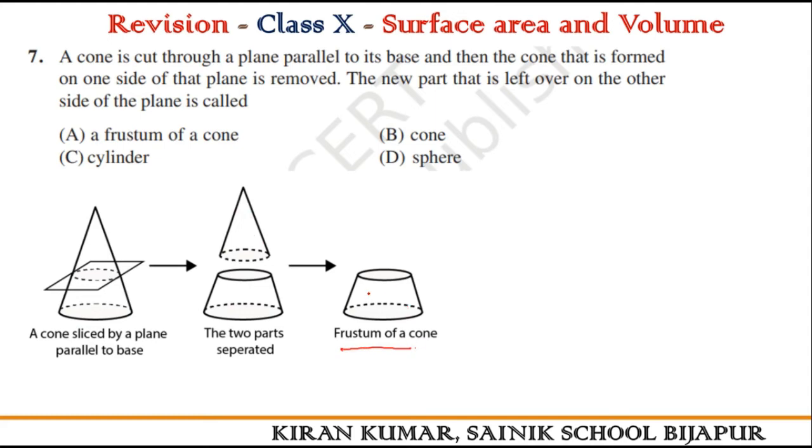When a cone is divided into two parts by a plane through any point on its axis parallel to its base, the upper part will be a cone and the lower part will be a frustum. These are the two parts. The upper part is a cone itself and the lower part is a frustum of a cone. So the right answer is frustum of a cone.